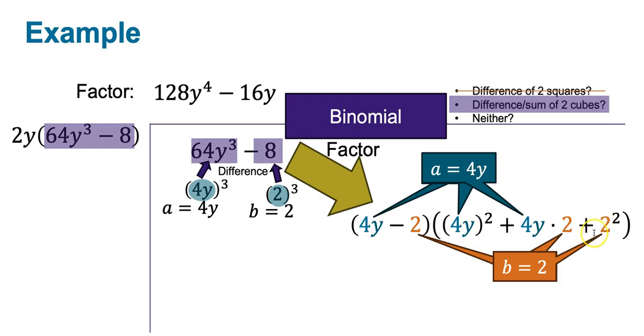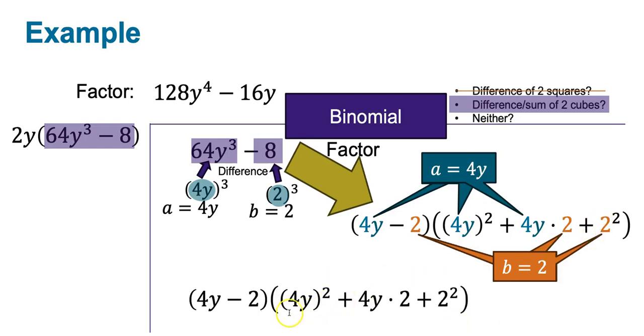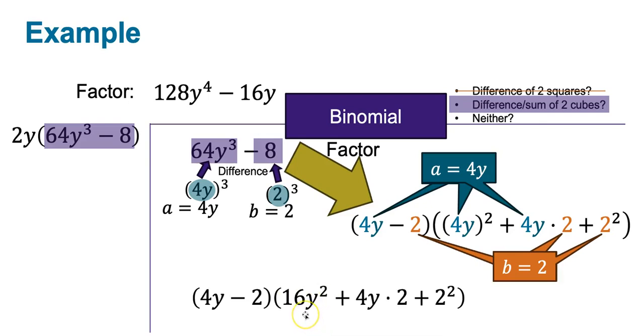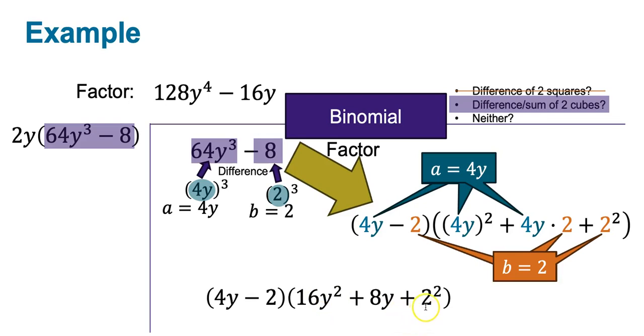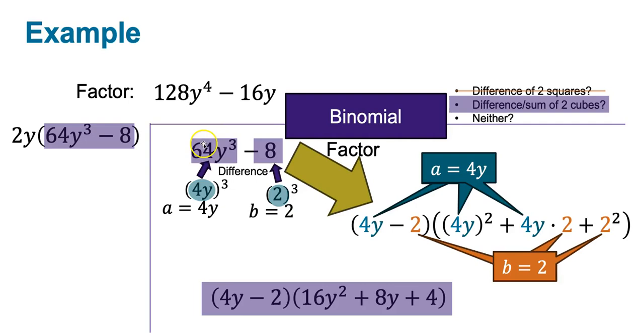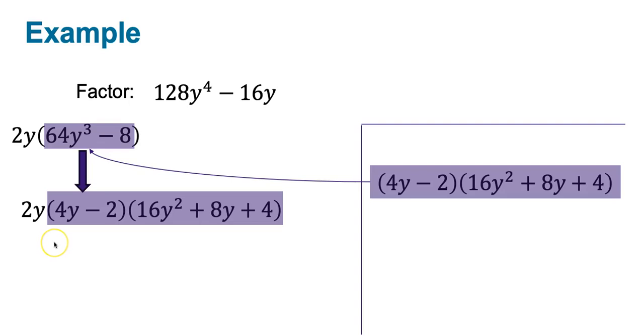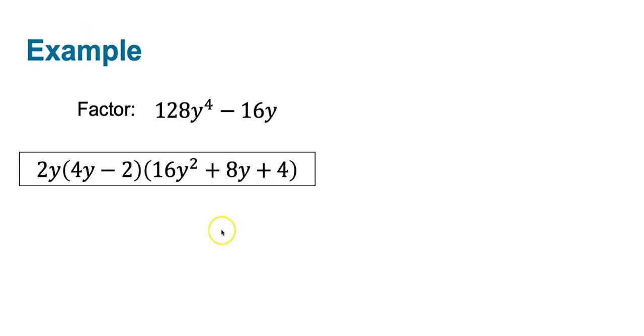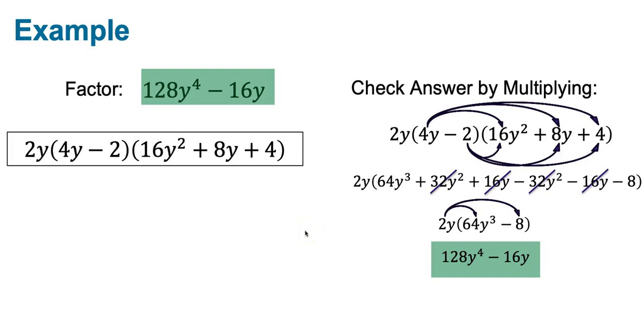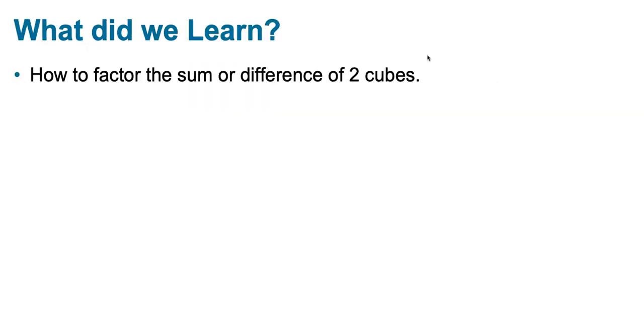However, there are some simplifications that we can do. First, we can square the 4y to get 16y squared. Then multiply these terms, and finally square 2. Thus we found the factorization of this binomial. Let's plug it in to return to our original polynomial. Thus we have the factorization of the original polynomial. As always, we should check our answer by multiplying, and we verify that our factorization is correct. We learned how to factor the sum or difference of two cubes.